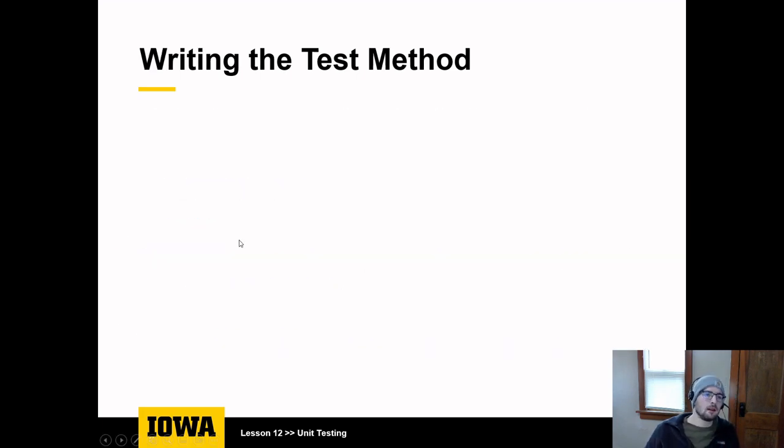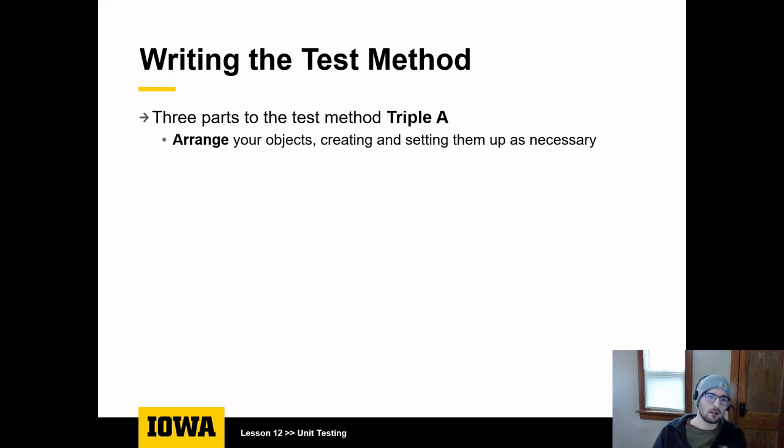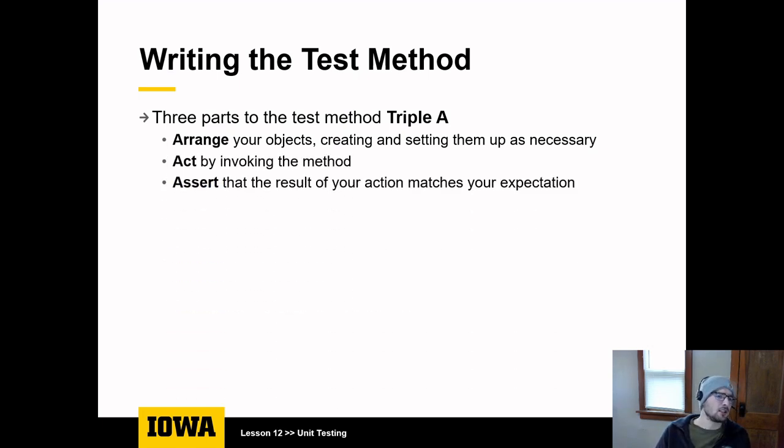Okay, let's talk about writing the test. There are three parts to writing the test method, and we have a phrase here, triple A. The three steps are arrange, act, and assert. The first step is to arrange your objects, creating and setting them up as necessary.